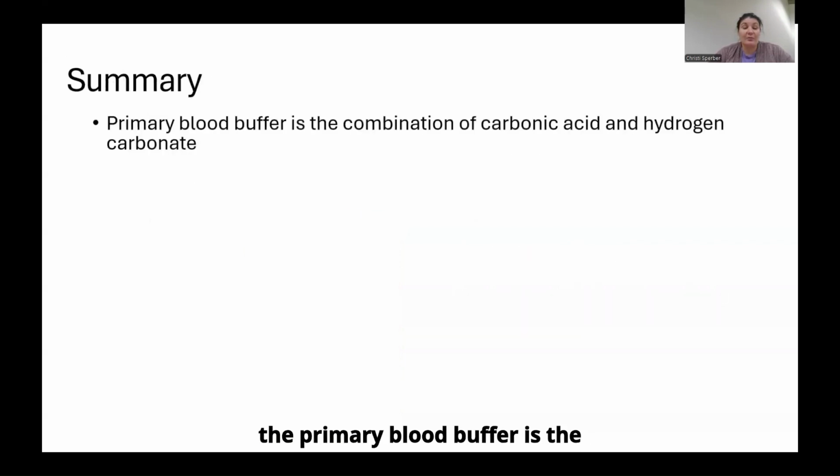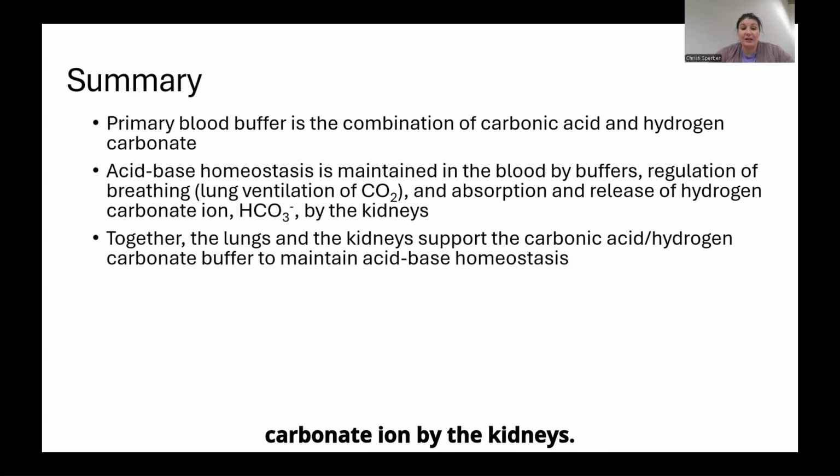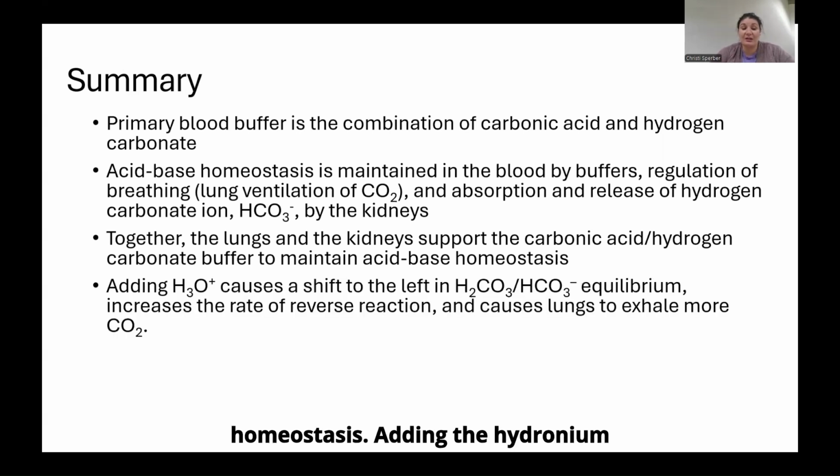So in summary, the primary blood buffer is the combination of carbonic acid and hydrogen carbonate. The acid-base homeostasis is maintained in the blood by buffers, regulation of breathing, so lung ventilation of carbon dioxide, and absorption and release of hydrogen carbonate ion by the kidneys. Together, the lungs and the kidneys support the carbonic acid hydrogen carbonate buffer to maintain acid-base homeostasis.